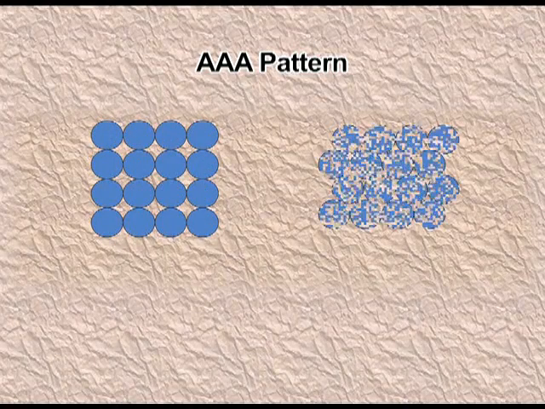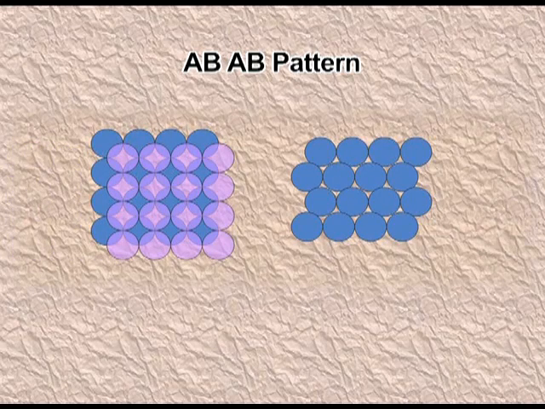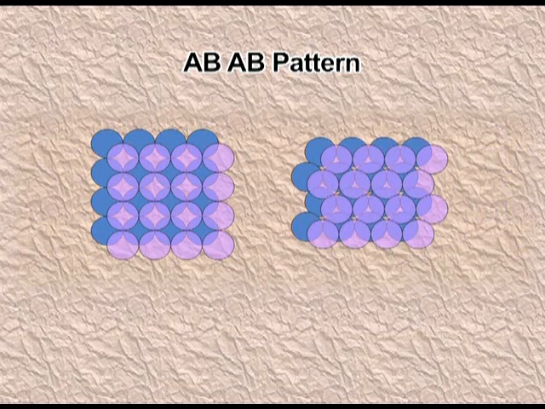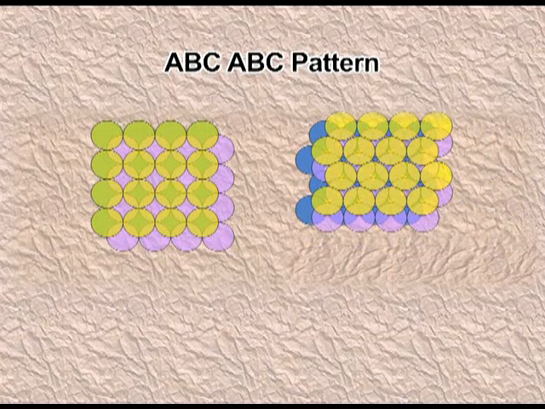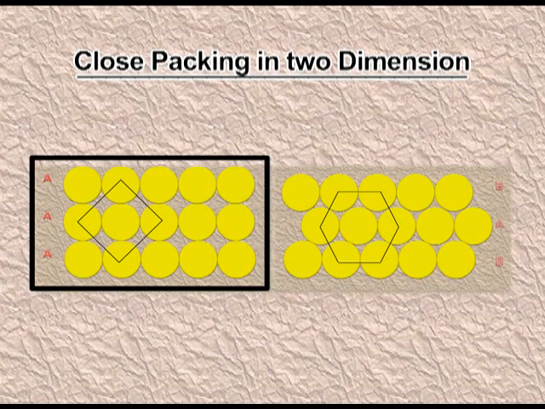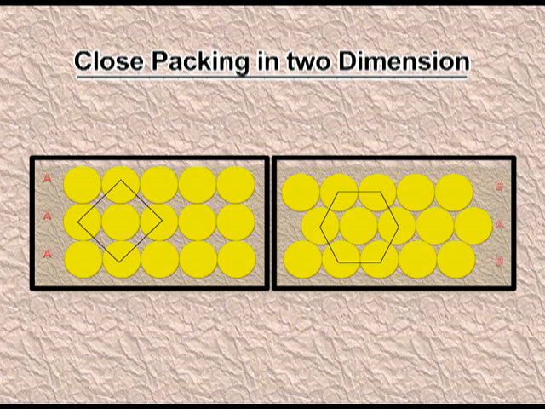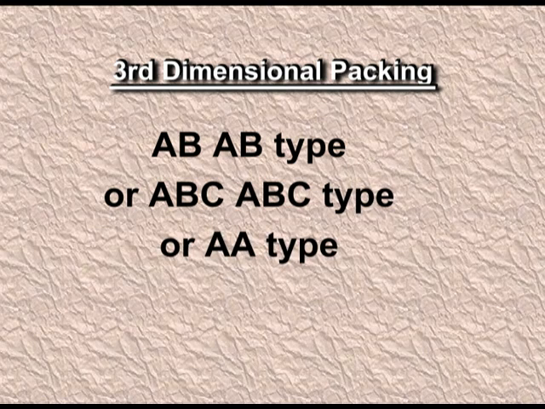In three dimensions packing, I have three options now, which I have explained to you. One is AAA type, the other is AB type, and the third one is ABC pattern. This is two-dimension packing, that is square close packing and hexagonal close packing. Now you observe the third dimensional packing, that is AB type or ABC type or AA type.